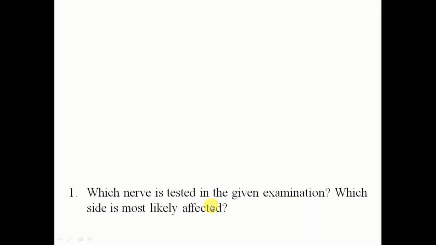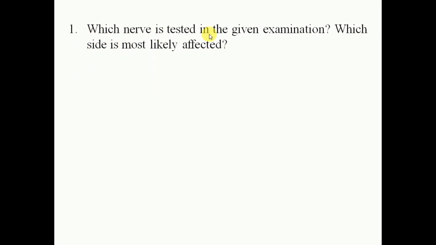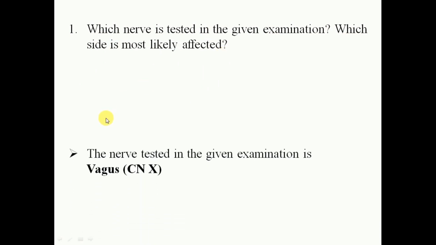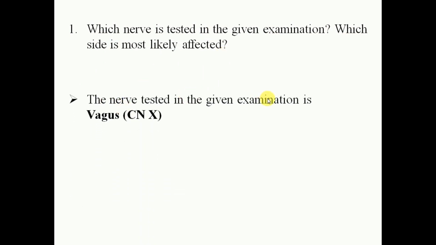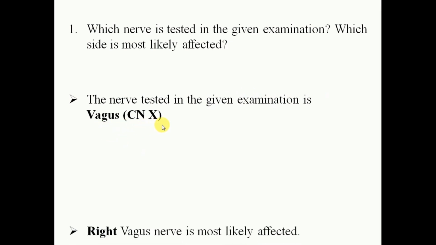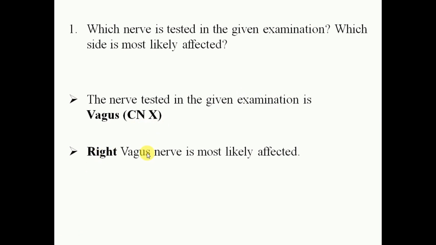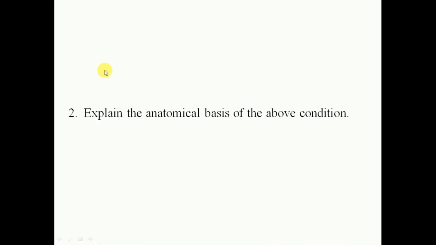So question number 1 is, which nerve is tested in the given examination and which side is most likely affected? So the nerve tested in the given examination is vagus, that is cranial nerve number 10, and right vagus nerve is most likely affected. Question number 2, explain the anatomical basis of the above condition.